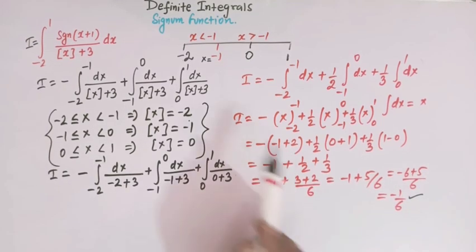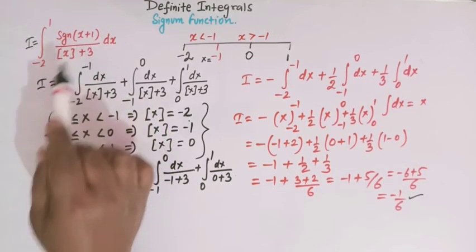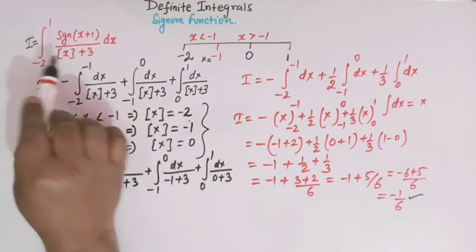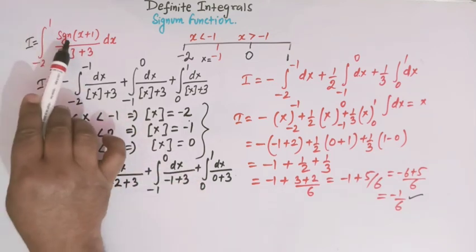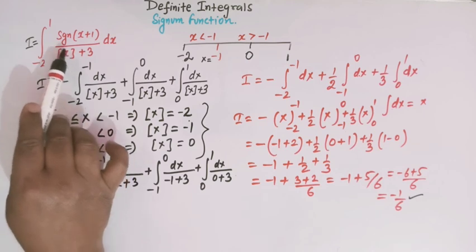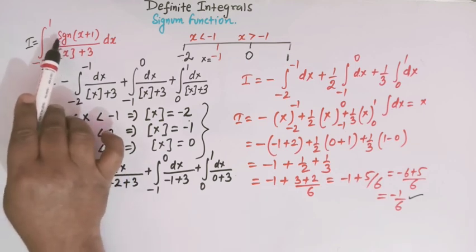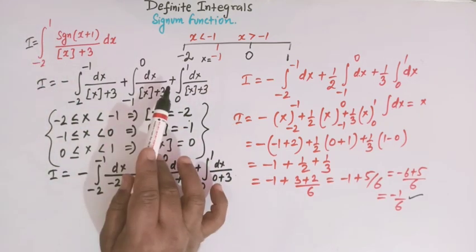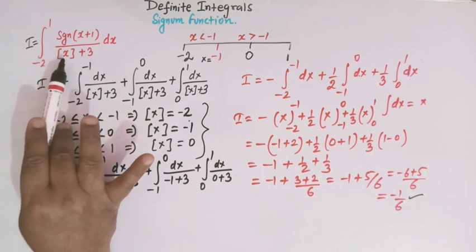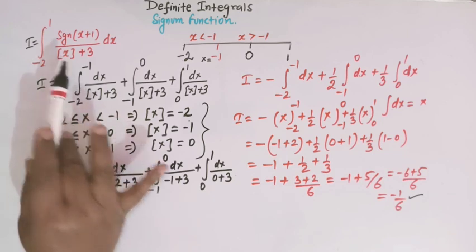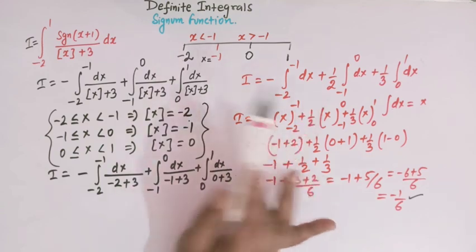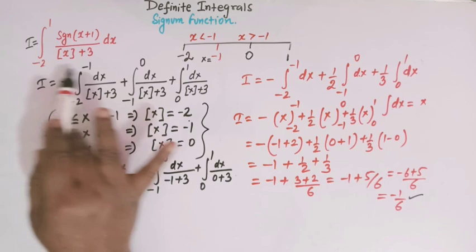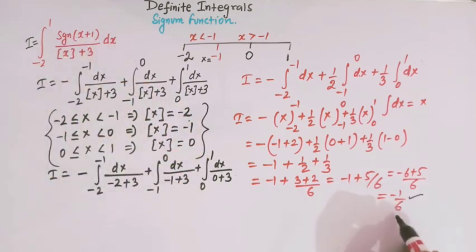So this is how we solve this integral, and the important and special thing about this integral is that we have to take care of this signum function and this greatest integer function. Signum function breaks this integral as a sum of two integrals, and then due to this greatest integer function, we split the integral as a sum of two integrals, right? So the value of this integral is minus 1 over 6.